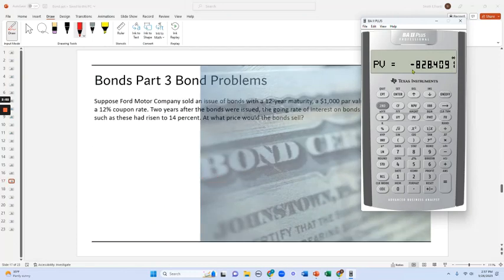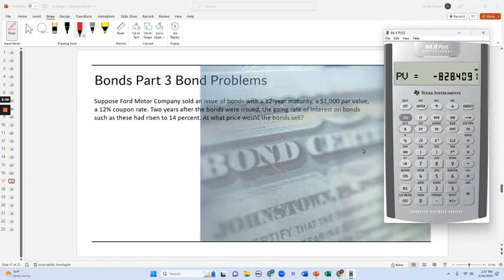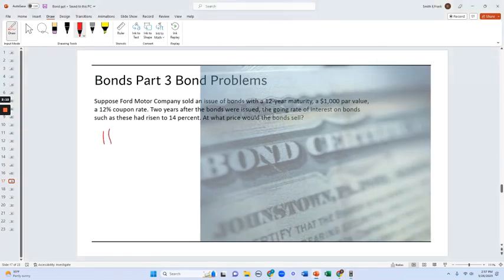All right. Next problem we have. Ford Motor Company sold an issue of bonds with a 12-year maturity and $1,000 par value. So I'm going to start the problem there. The N is equal to 12 years. And the future value down here is going to be $1,000. And a 12% coupon rate.